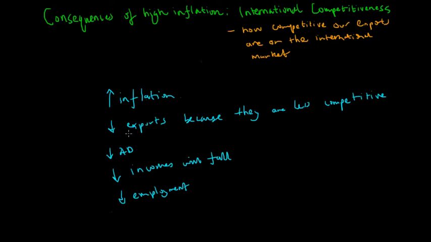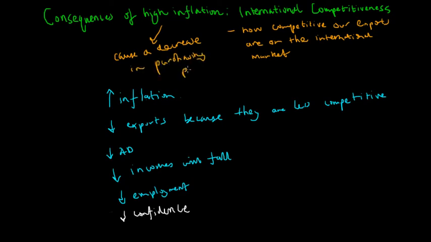So we can see how a decline in exports would actually cause aggregate demand to decrease, income to decrease, employment to decrease, and therefore possibly even worsen confidence. And this triggers a vicious cycle of economic activity where everything falls and our overall living standards decrease. So we can see how high inflation can ultimately cause a decrease in purchasing power plus a decrease in our living standards.